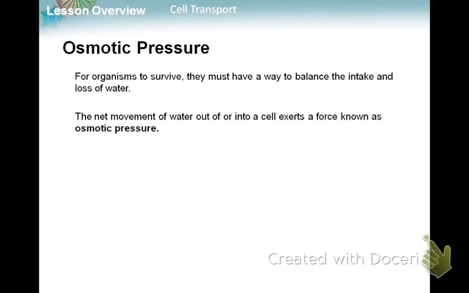In order for organisms to survive, they have to balance water, keep that homeostasis going. The net movement of water in and out of a cell creates a force. So osmosis creates a force called osmotic pressure.